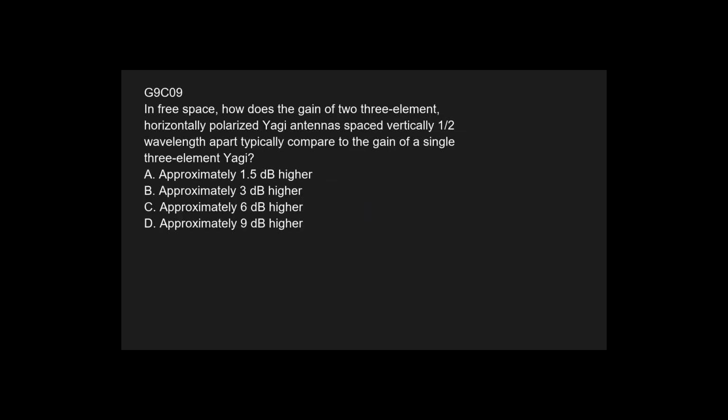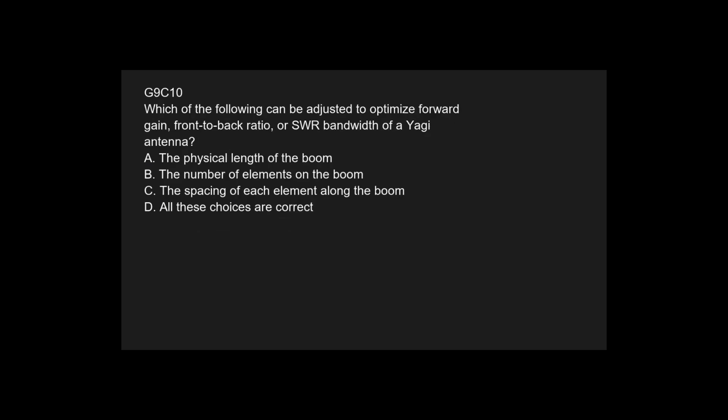Question: In free space, how does the gain of two 3-element, horizontally polarized Yagi antennas spaced vertically 1/2 wavelength apart typically compare to the gain of a single 3-element Yagi? The correct answer is B. Approximately 3 dB higher. Question: Which of the following can be adjusted to optimize forward gain, front-to-back ratio, or SWR bandwidth of a Yagi antenna? The correct answer is D. All these choices are correct.